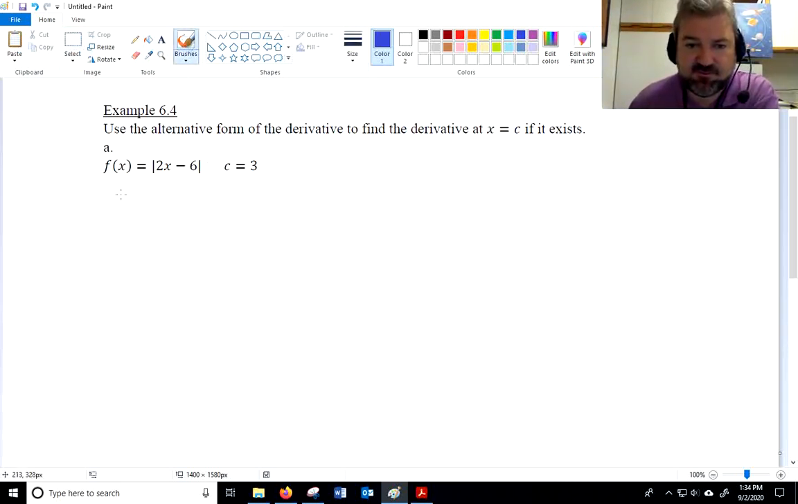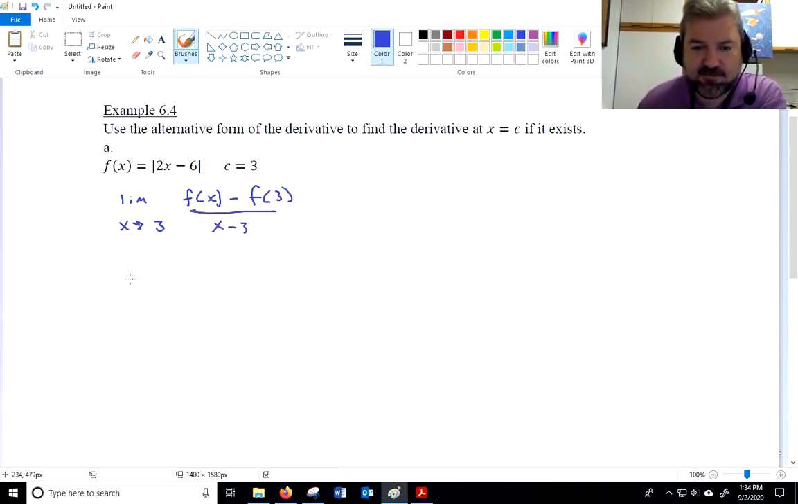Do you remember the alternative form? It is the limit as x approaches c, which in this case is 3, of f of x minus f of 3 all over x minus 3. So we have the limit as x approaches 3 of the absolute value of 2x minus 6 minus, now if I plug in 3, I get 6 minus 6 is 0, over x minus 3.